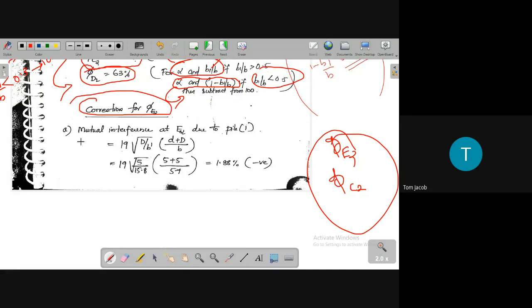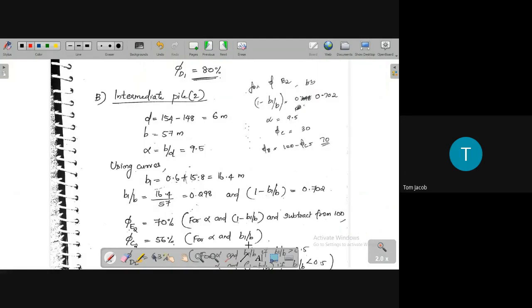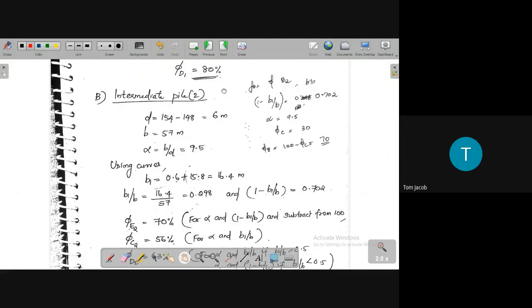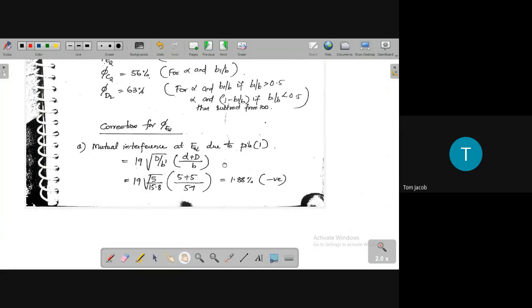So first, let us see correction for 5E2. For that, we have first mutual interference at E2 due to pile 1. So the first correction that we are going to apply is mutual interference at E2 due to pile 1. Let us look into the figure again.